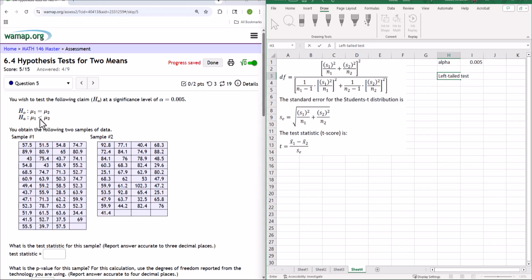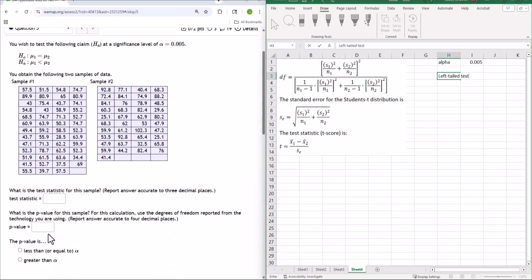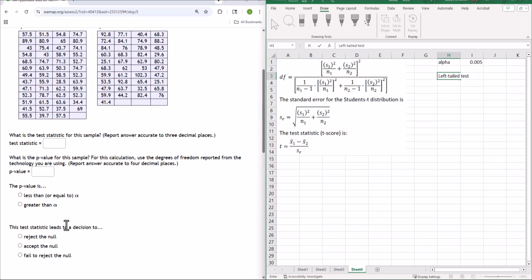Remember, if you've got the arrow going to the left, it's left-tailed. If it's not equal to, it's two-tailed, and if the arrow's pointing to the right, greater than, it's right-tailed. So, you obtain the following two samples of data. You need to figure out your test statistic, p-value, and make a decision here.